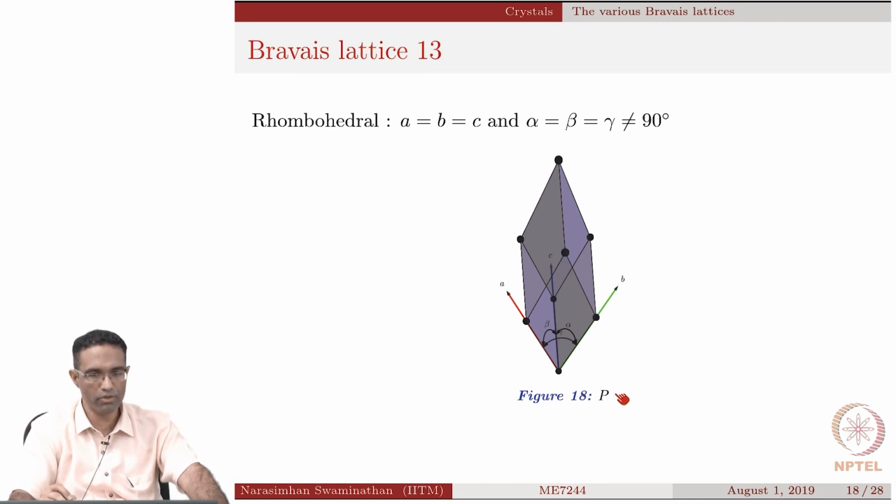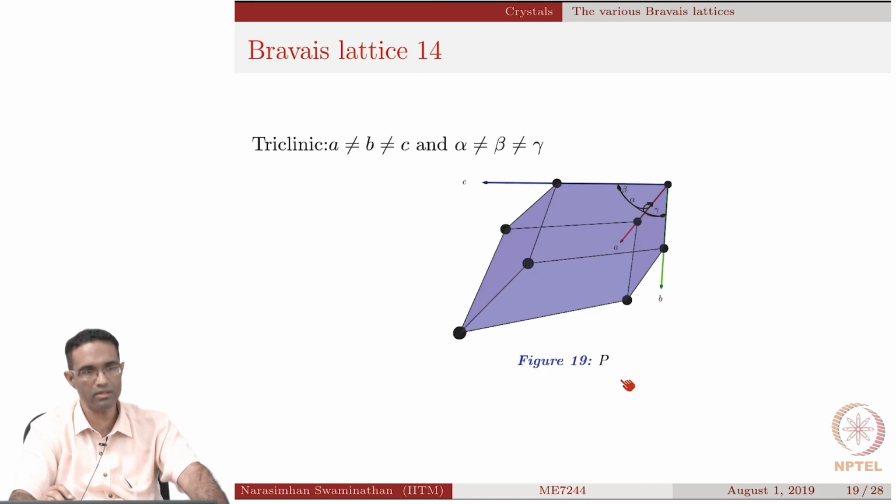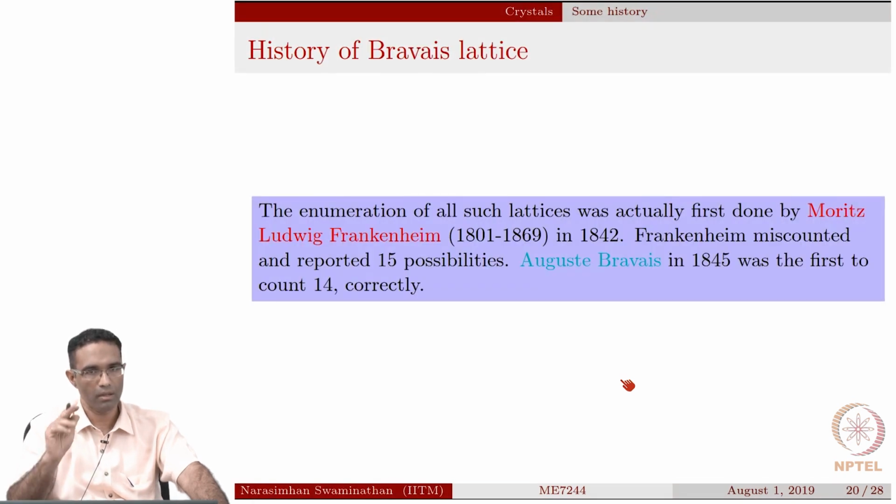The 13th one is the rhombohedral, where you have A equal to B equal to C, and the included angles alpha equal to beta equal to gamma. However, none of them are 90 degrees. The last one is the triclinic lattice, where none of the sides are equal and none of the angles are equal, right? So these are the various Bravais lattices. There are 14 Bravais lattices.